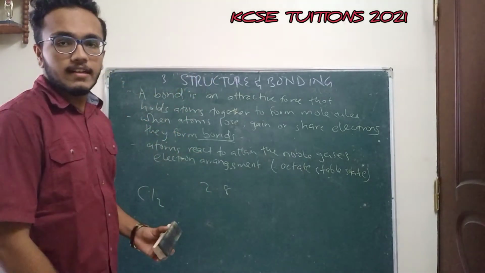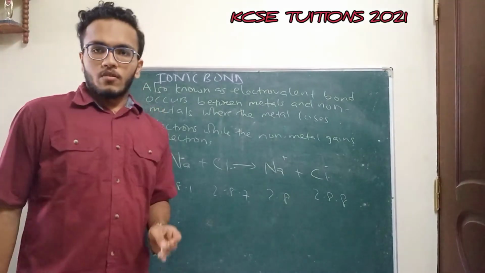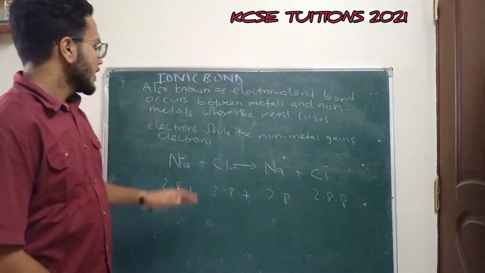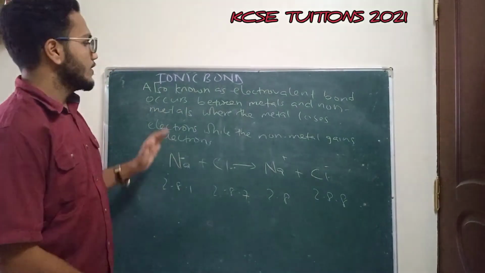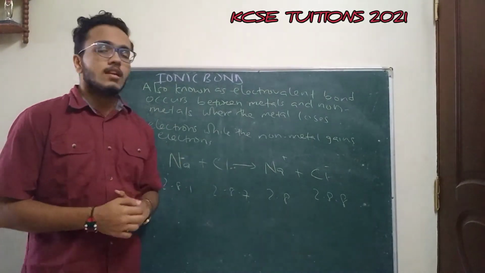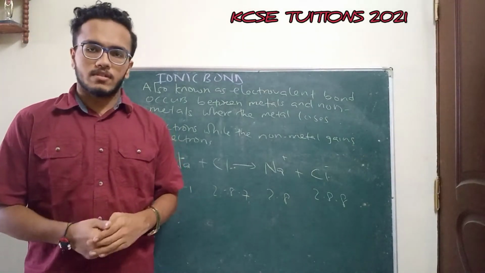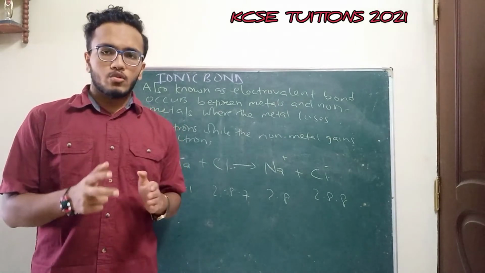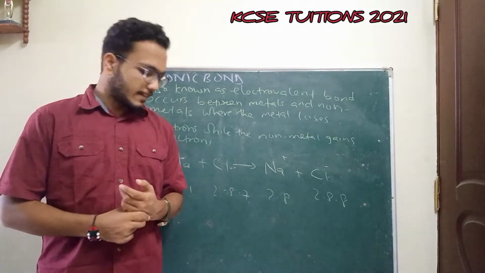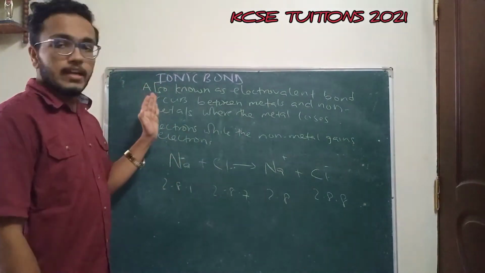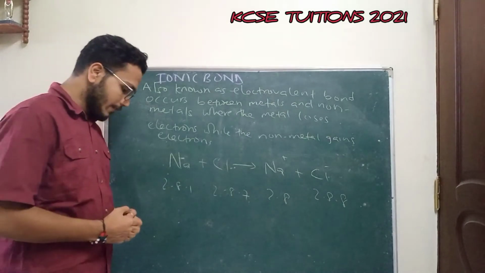So we will tackle the first bond, which is the ionic bond. The ionic bond is also known as the electrovalent bond. It occurs between metals and nonmetals, where the metal loses electrons and the nonmetal gains electrons. Now, why do two atoms lose and gain electrons? This is to obtain the octet stable state. When these atoms gain and lose electrons and obtain the octet stable state, they form bonds.